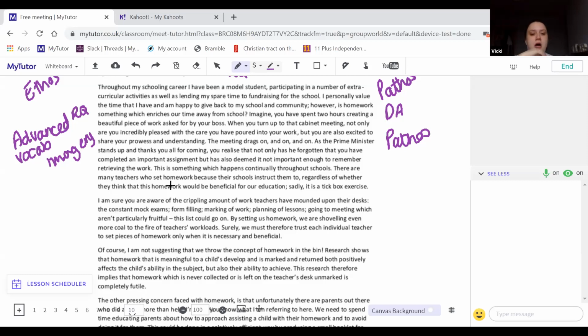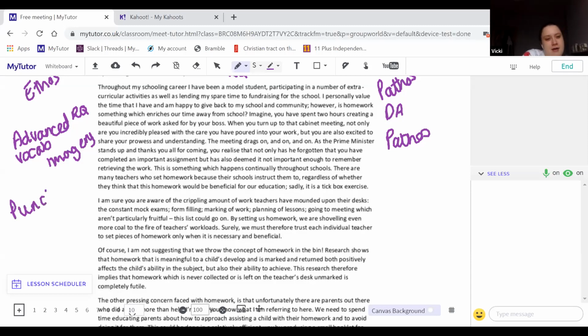I am sure you are aware of the crippling amount of work teachers have mounted upon their desks. So again, I've gone for a long list. I'm using semicolons here to show that off as well. And I've started it off with a colon because I'm doing a list. The constant mock exams, form filling, marking of work, planning of lessons, going to meetings which aren't particularly fruitful. The list could go on. So I've used a dash there, so I've really shown off in that paragraph. That paragraph is to show off my punctuation.